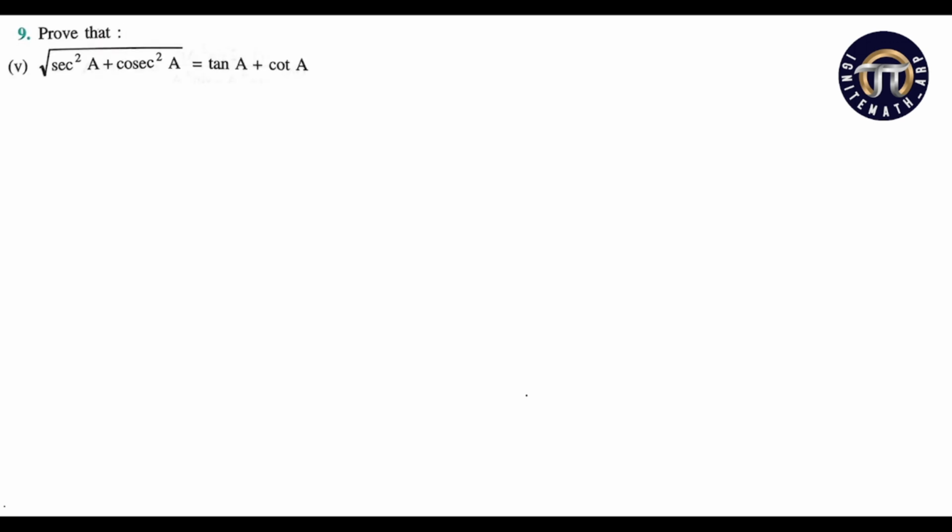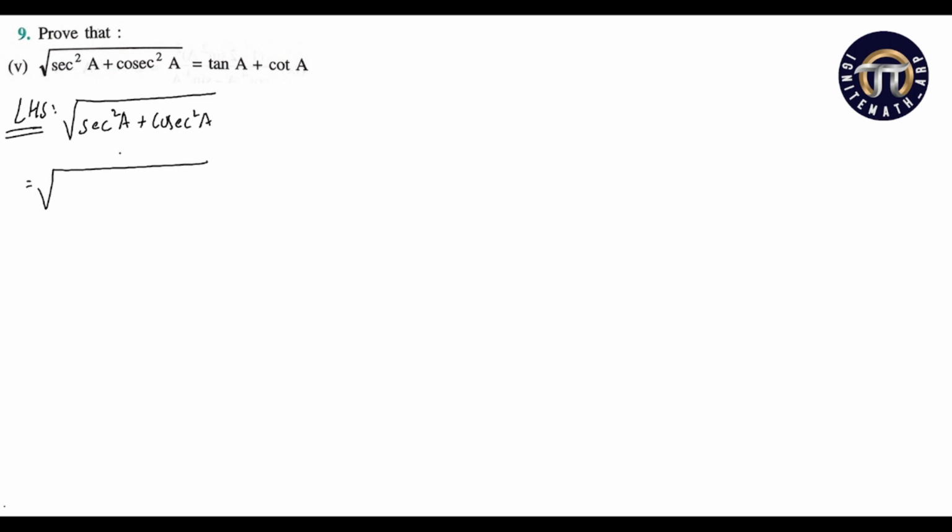See here, square root of secant square a plus cosecant square a is equal to tan a plus cot a, you are supposed to prove. So again I will take up the LHS over here. So square root of secant square a plus cosecant square a.